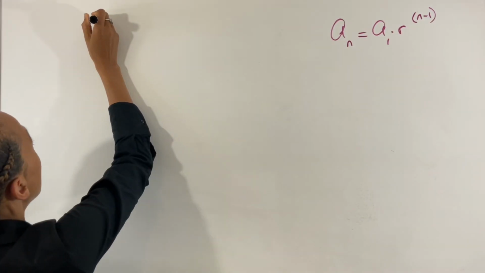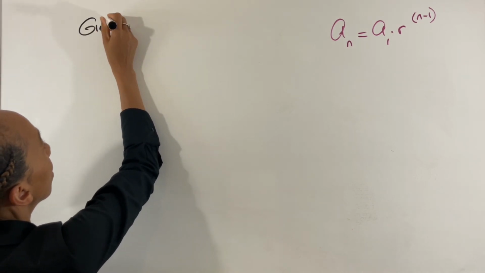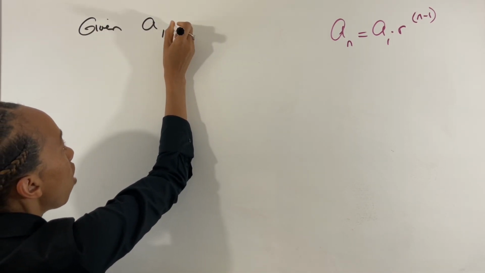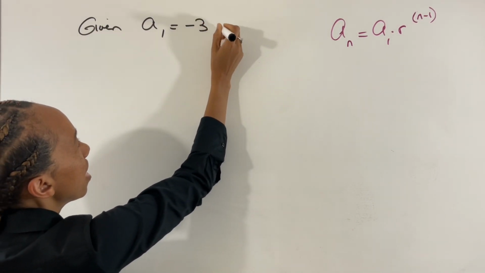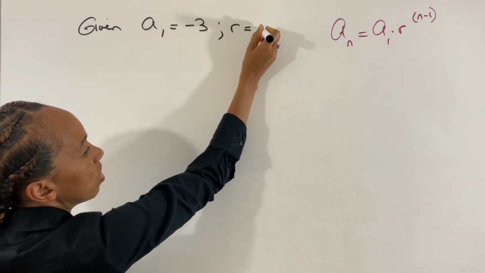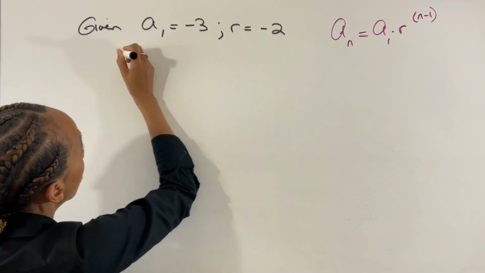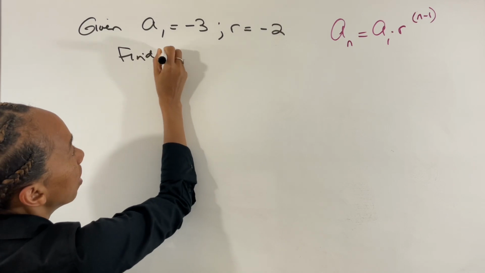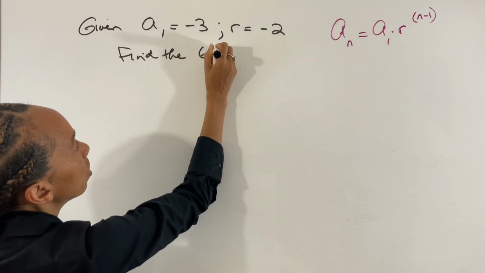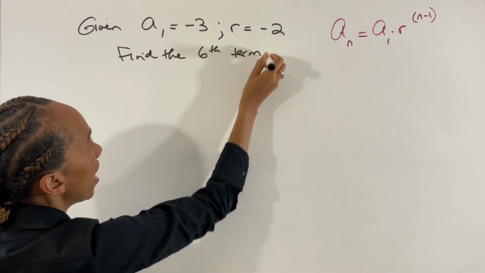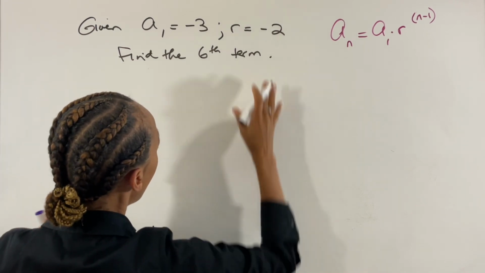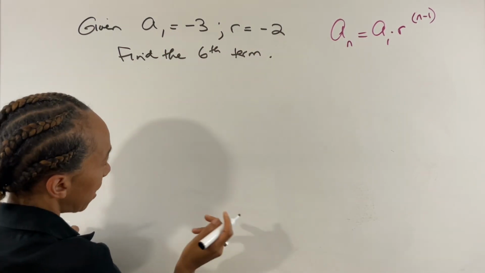The next problem is: given a sub 1 is equal to -3 and r is equal to -2, you are to find the 6th term. All right? Straightforward. R is given to you. First term is given to you.